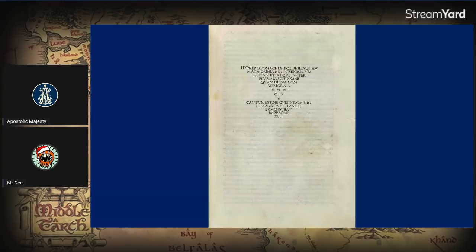So the title means something like the dream of Polyphilus, or the strife of love in a dream, I think it's often rendered. It basically is the telling, ostensibly, of a dream, but it's very much a highly arcane allegorical journey of the protagonist, Polyphilo, as he pursues, amongst other things, love through a fantastical landscape and a fantastical world.